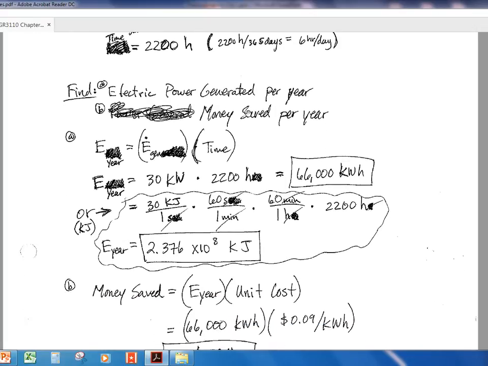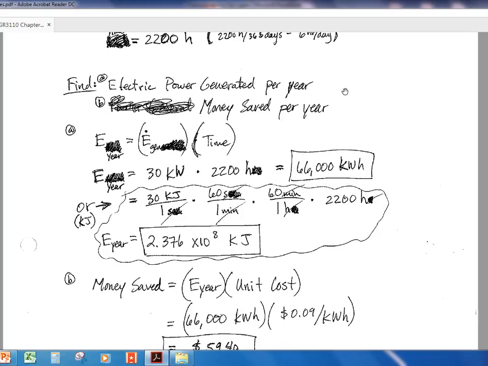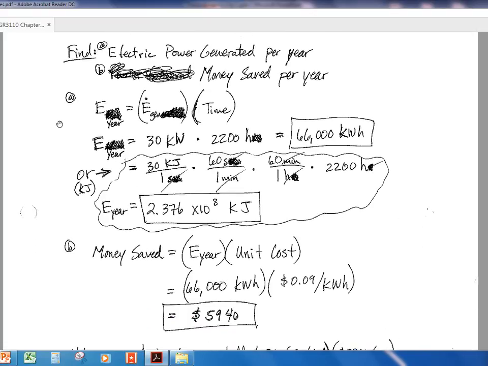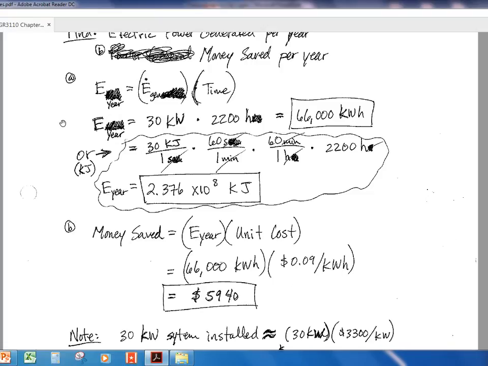So we're asked to find the electric energy generated per year and the money that is saved over the course of the year. Right? So if we look at the energy generated over the course of the year, we can take the energy generation rate, that's the kilojoules per second, and we can multiply that by time. This is sort of a quick way to do a calculation for energy when we're given power. And so we have energy over the course of the year is equal to 30 kilowatts. If we multiply that by a unit of time, so 2,200 hours, we're left with 66,000 kilowatt hours.